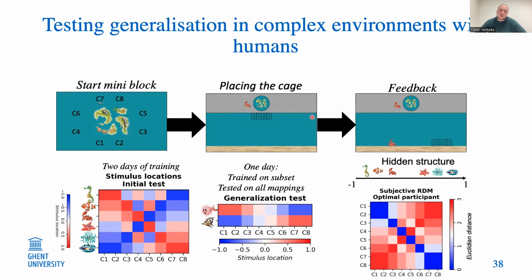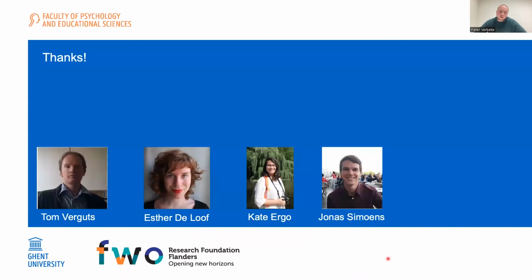Based on the locations where they drop the cage across stimuli and across context, we can, based on their responses, see how they cluster context, in the sense that an optimal participant would show this kind of matrix where the distance of dropping the location in context 1 is 0 to context 2, but is very high to context 8, and so on.